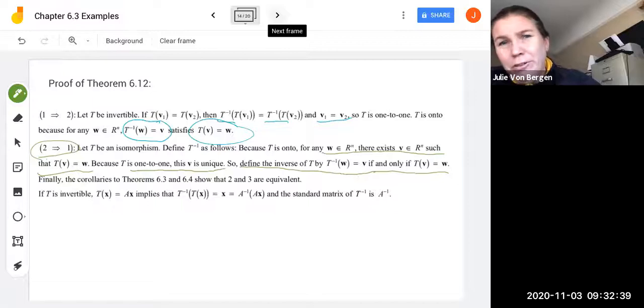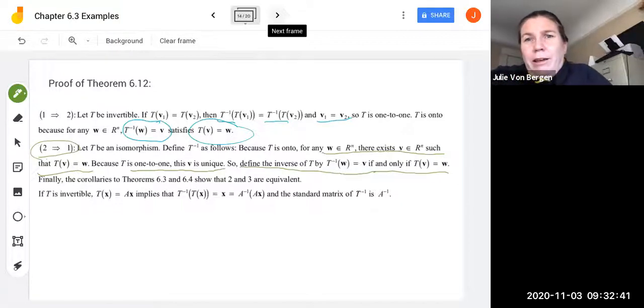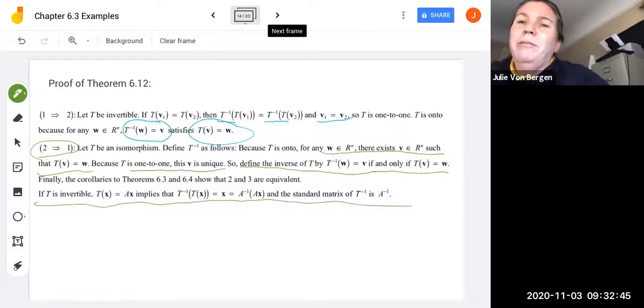Okay, so if T is invertible here on our last line, then T of X equals matrix A times vector X implies that T inverse of T of X equals X, which equals A inverse multiplied by A of X. And so the standard matrix of T inverse is A inverse.